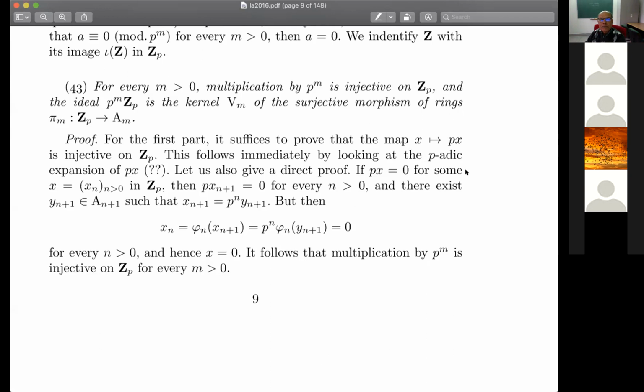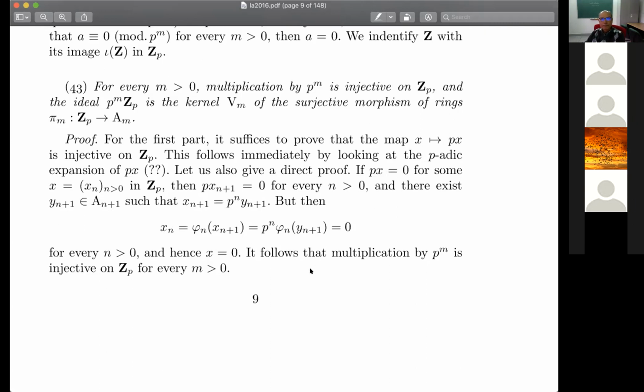So what does it say? If px is 0, I want to conclude that x has to be 0. If px is 0, and x is this element in Zp, then of course p times x to the n plus 1 is 0 for every n, which means that there is some y n plus 1 in A n plus 1, such that this x n plus 1 is p to the n times this y n plus 1. That's how this group A n plus 1 is. If some element has order p, then it's p to the n times some other element. So then you look at xn, it's going to be phi n of this x n plus 1 by definition, right? And then I can take this p to the n out and you get 0. So xn is 0 for every n, and this element x itself is 0.